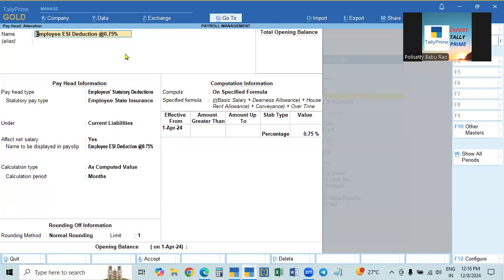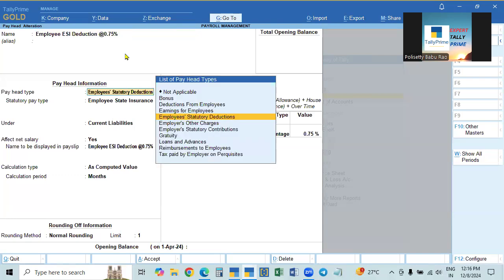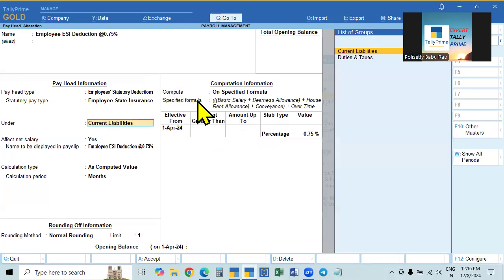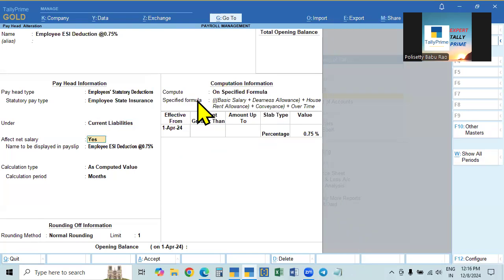Previously it was 1.75%. From 2019 it was changed and reduced to only 0.75% from the employee. From the employee's salary it is only 0.75. So here also it is a statutory deduction, and a separate head is given. The Provident Fund account is deposited here, and Employee State Insurance is a separately given head. It is also a current liability, deducted and payable to the government. And then the net salary will change.